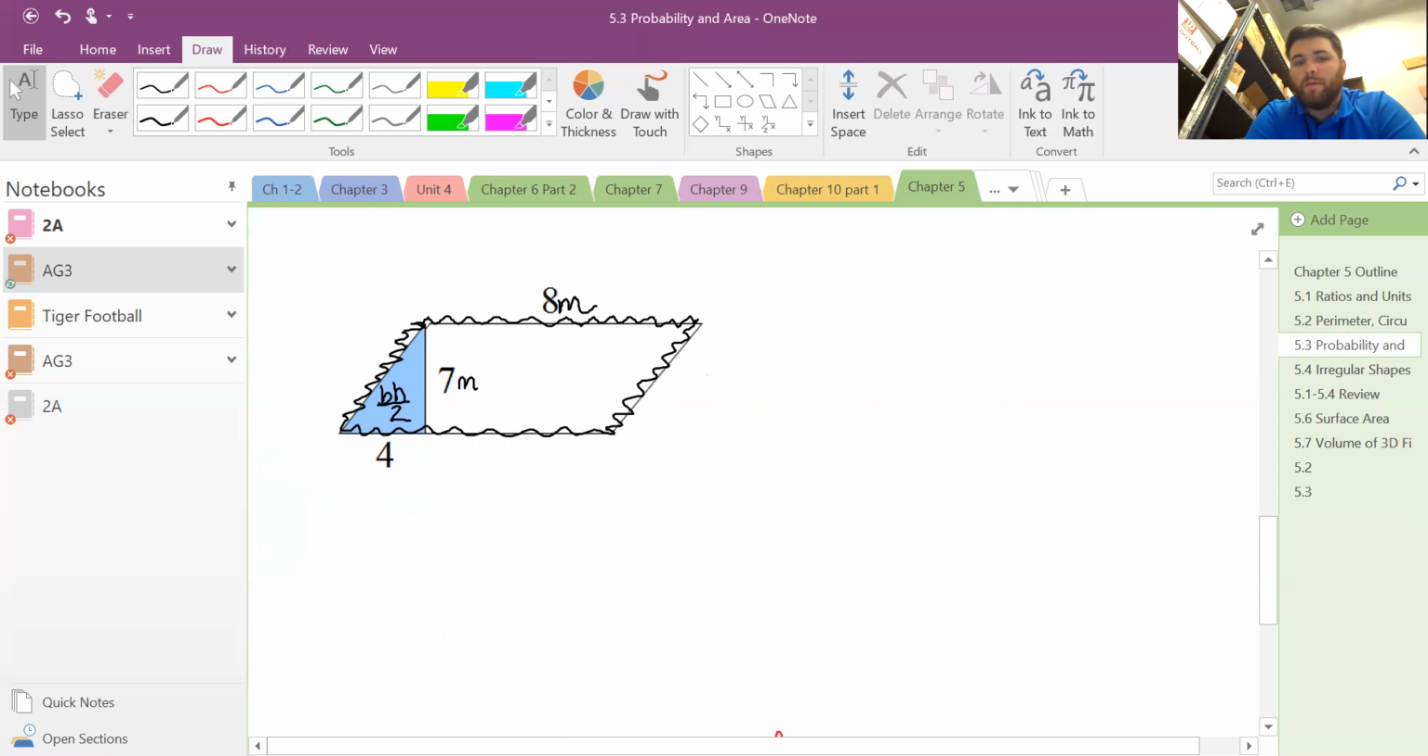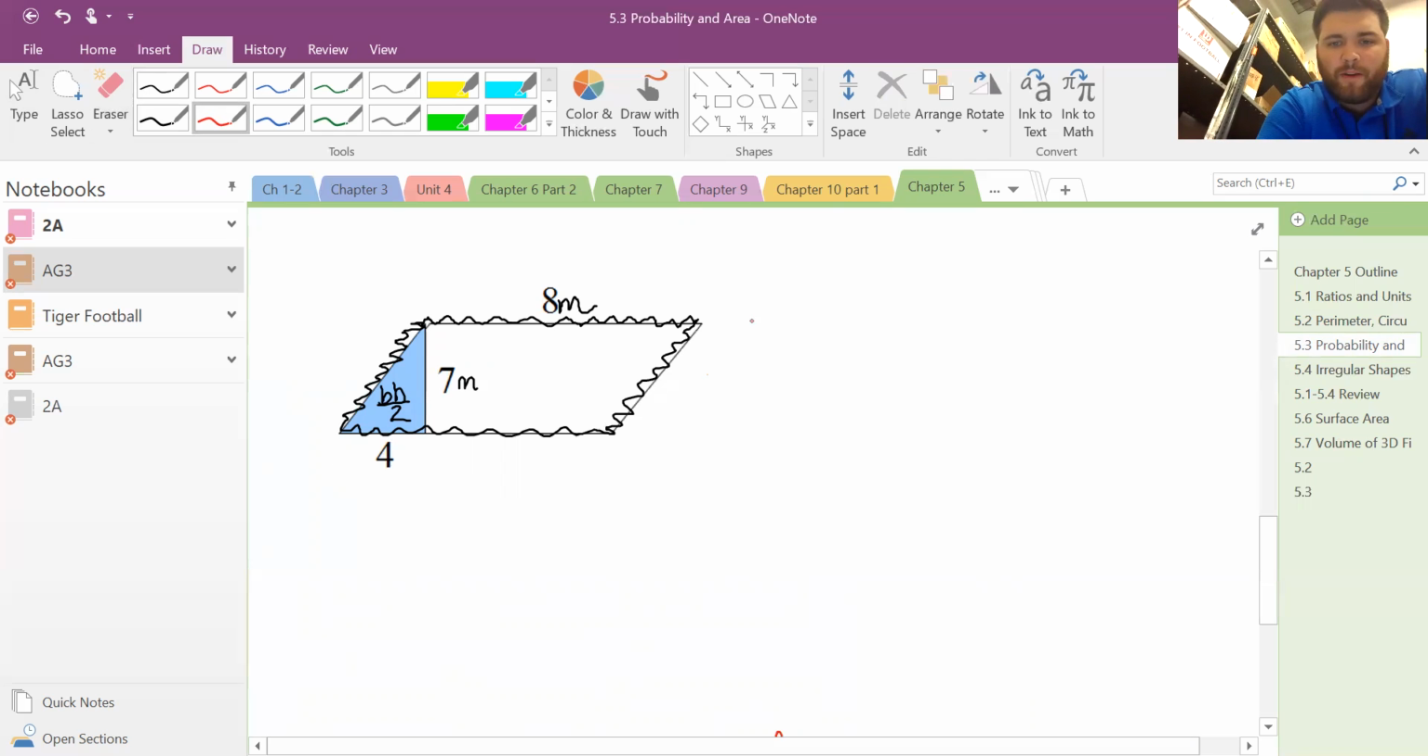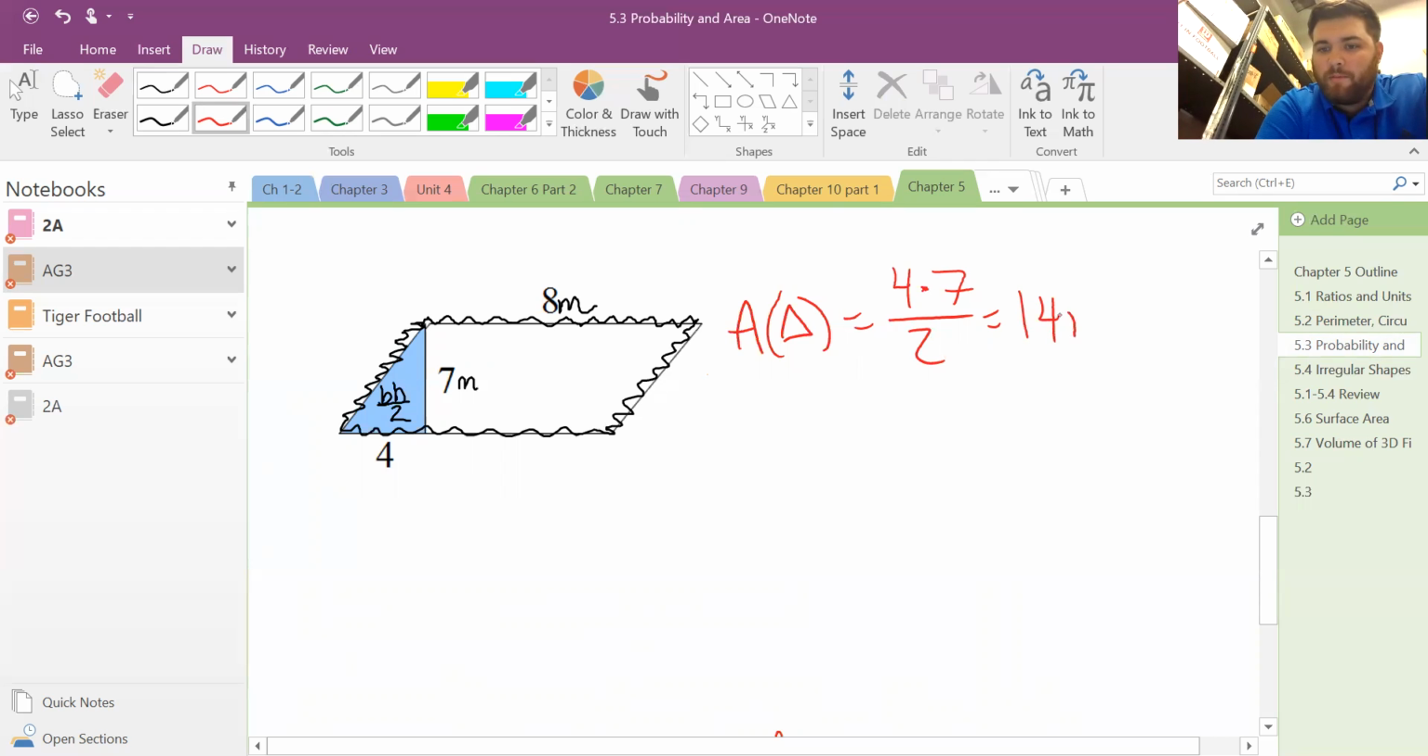We have a total parallelogram, but my shaded region is only a triangle. First things first, I need to find the area of that shaded region. Well, it's pretty simple, right? If 7 is the height on the triangle, it's just base times height divided by 2, or 1/2 times base times height. So the area of the triangle is base, which is 4, times height, which is 7, divided by 2. 4 times 7 is 28. 28 divided by 2 is 14 meters squared.